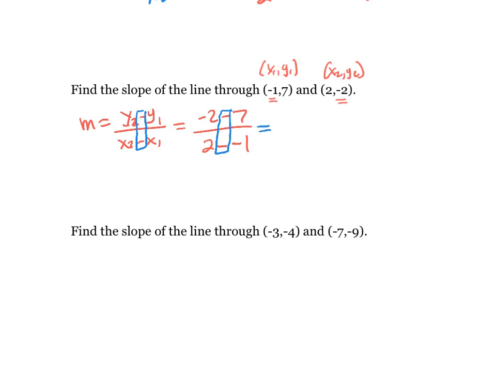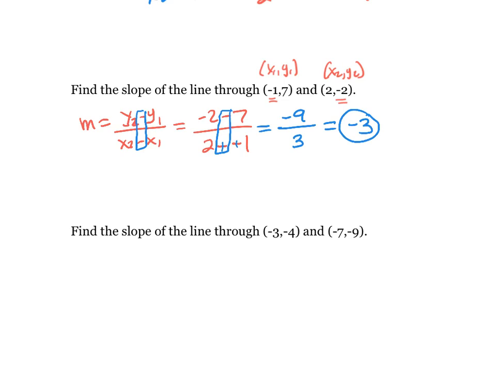Now, in the numerator, on the top of the fraction, we have -2 minus 7, which is -9. In the denominator, we have minus a negative. And remember, when we're subtracting, one thing we could do is add the opposite. So I could change these two to plus. So it ends up being 2 plus 1 is 3. -9 divided by 3 is -3. That's my slope.